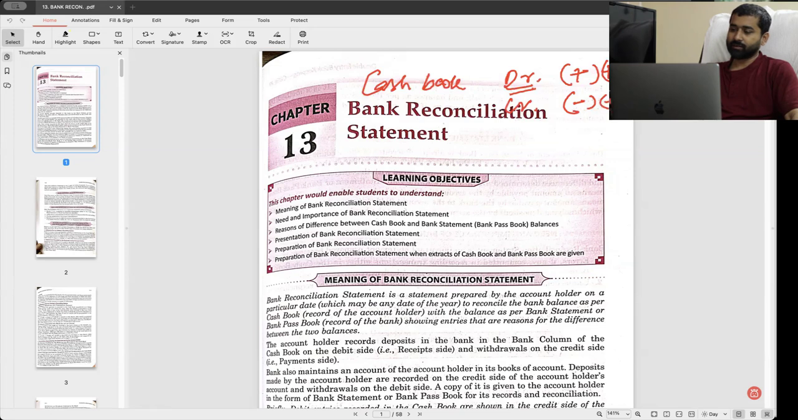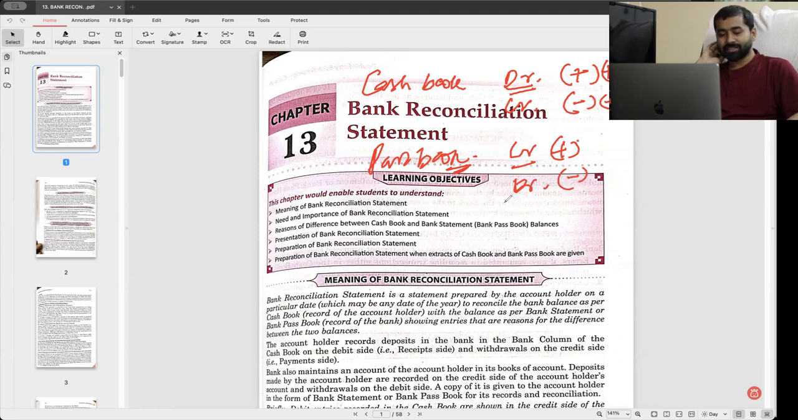This is credit. Okay. Now, as per the passbook, it is simple, just opposite. Credit means added and debit means subtracted.